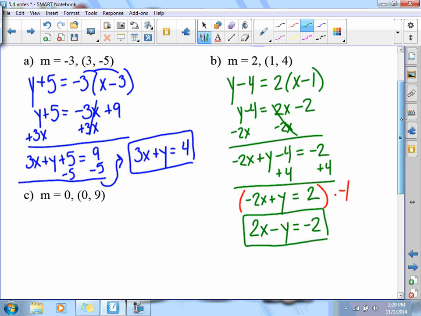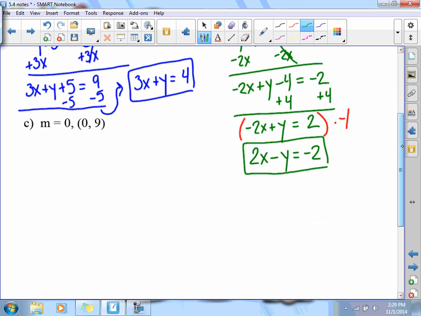Okay, now part C. This one looks pretty nice because there's lots of zeros. Okay, so I still have my slope and I still have my intercept. Now, if you've been thinking here, a slope of 0, there are certain lines that have a slope of 0. Those are going to be horizontal lines. And this point here, this 0, 9, that's a y-intercept. So if you're looking at this information and if you're thinking thoroughly, you might just be able to go right from this information to the answer.